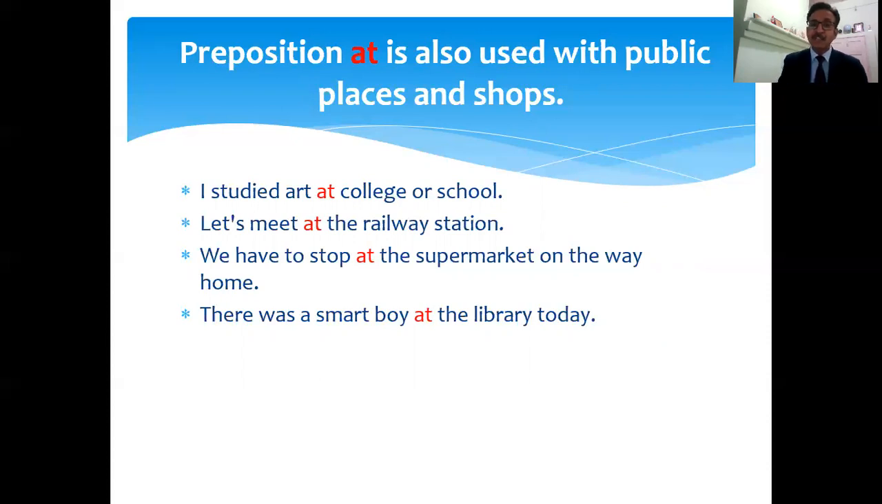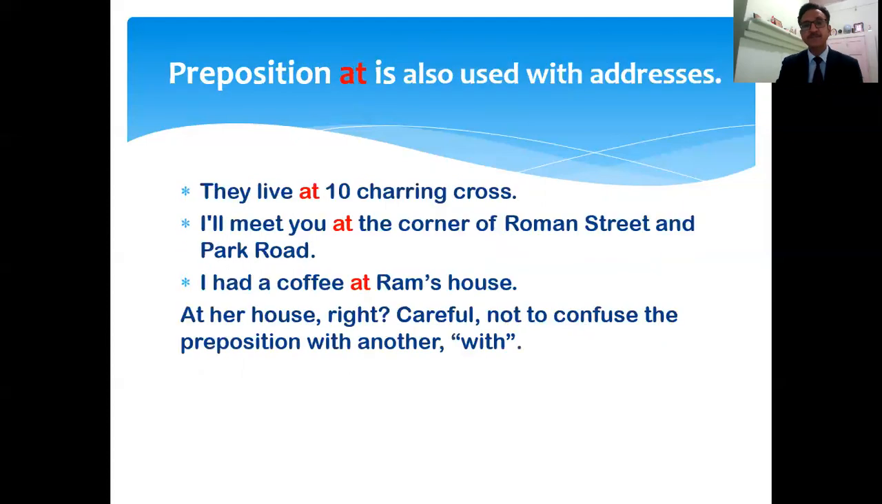There was a smart boy at the library today. There was a decent boy in the library today. There was a crazy guy at the library today. There was a big rush at the library today. There was no rush at the library today. So at the library is a public place. Important point. So we use at.